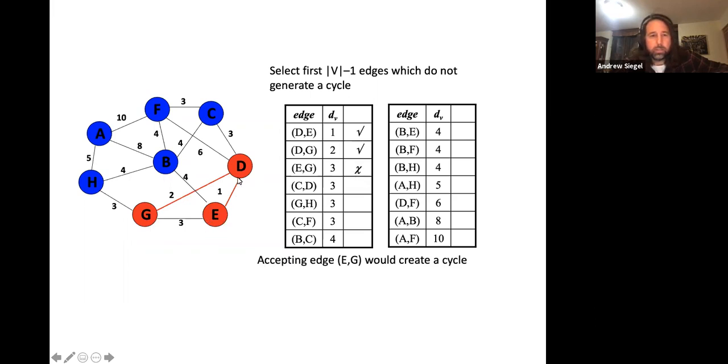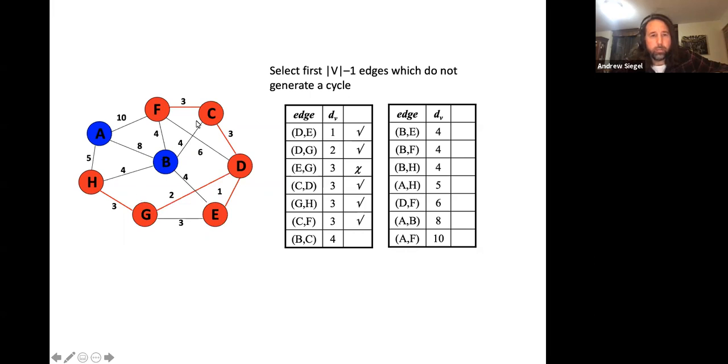But if I include CD, that's not going to create any cycles. That's fine. If I accept GH, that's fine. There's still no cycle in the graph. CF, obviously you see this graphically, so we need a way to do cycle detection, but I think this illustrates the high level point. So CF, that's fine, accept it. BC, I think this is a really cool algorithm.